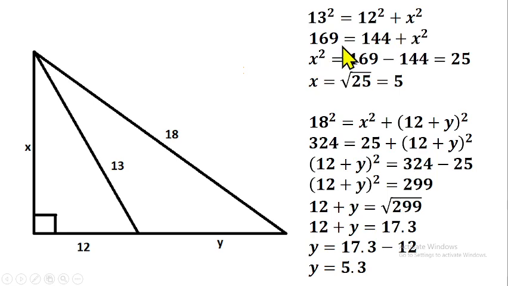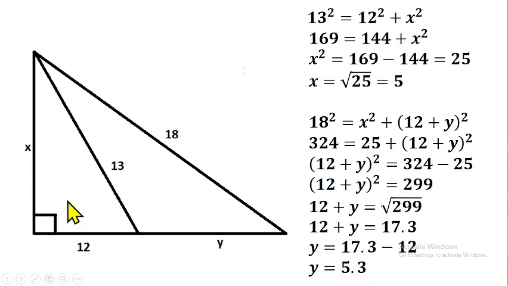So 13 squared is 169, equals 12 squared, 144, plus x squared. Collect like terms, take this to this side, you have x squared equals 169 minus 144, that gives us 25. Take the square root of both sides, x will be equal to 5. So that means from here to here, which is x, is equal to 5.